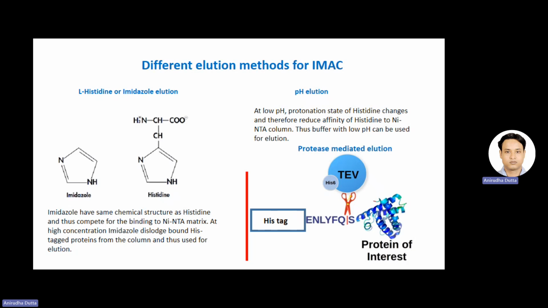So after the washing, if we load that particular protease into the column, what would it do? It would chop down the connection between histag and the protein, and then the protein would be no longer bound to the matrix, and it will get eluted.